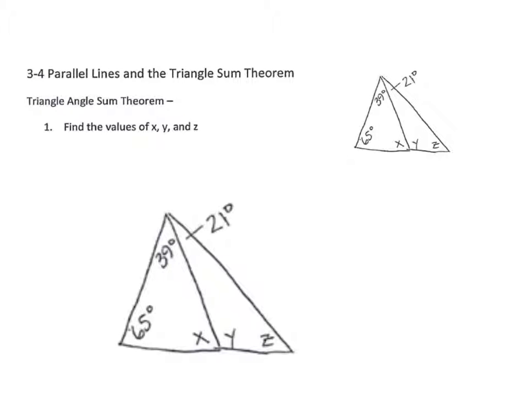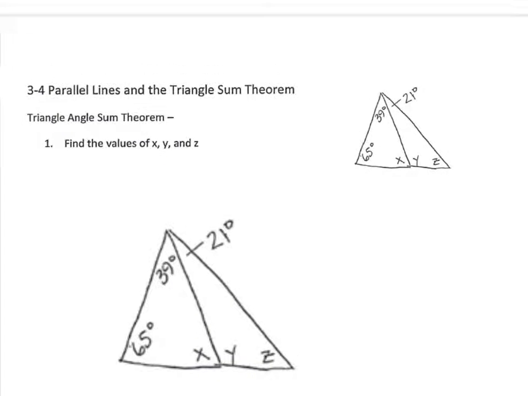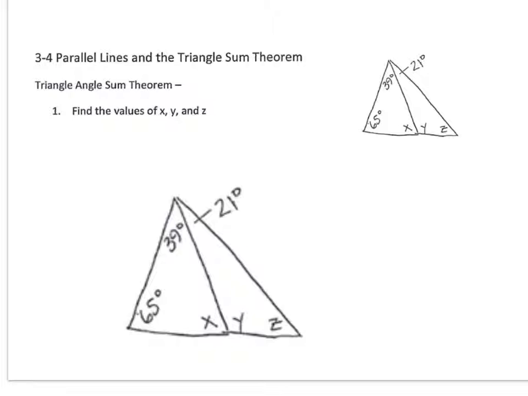Okay, the theme here is that the triangle sum theorem says that the angles on the inside, the interior angles of a triangle, add up to 180 degrees. So in order to find the values of x, y, and z, what you should do is look for the angles inside of a triangle adding up to 180, or look for linear pairs. Linear pairs are supplementary angles that make a line.